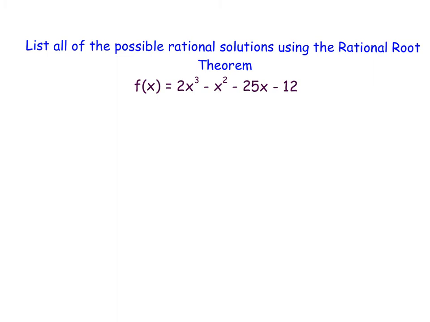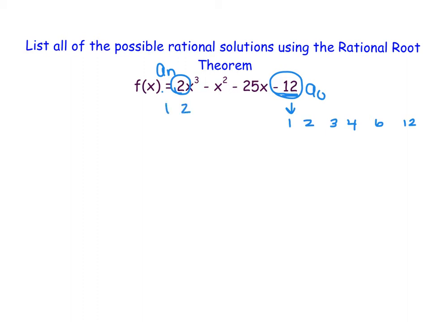So let's take a look at the factors of our a sub 0 value, which in this case is negative 12. And let's take a look at the factors of our a sub n value, which is our leading coefficient here. So I'm going to just focus on the 12 here and find all the factors of 12, and I'll show you how we'll account for those negative numbers at the very end. So the factors of 12 are 1 and 12, 2 and 6, 3 and 4. And then we have the factors of 2, which are 1 and 2.